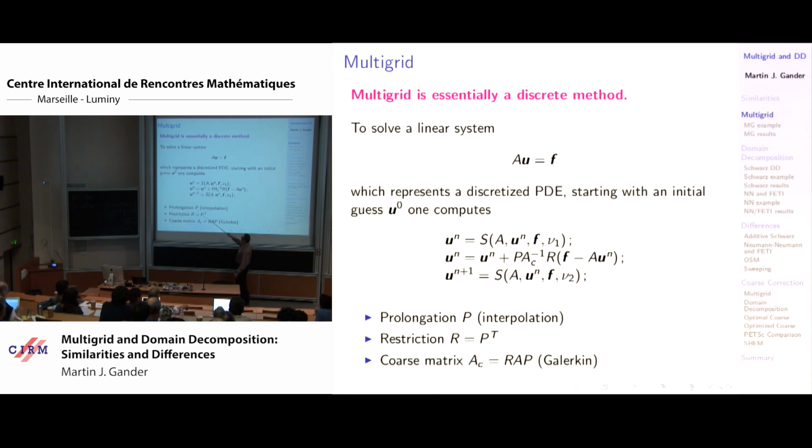Restriction can be the transpose of prolongation. That's a natural choice. There are also other restrictions. And for the coarse matrix, you can choose a Galerkin approach, so use your prolongation and your restriction from the big matrix to get the small one, or you can rediscretize. That's a standard multigrid method. These are all components that are needed.